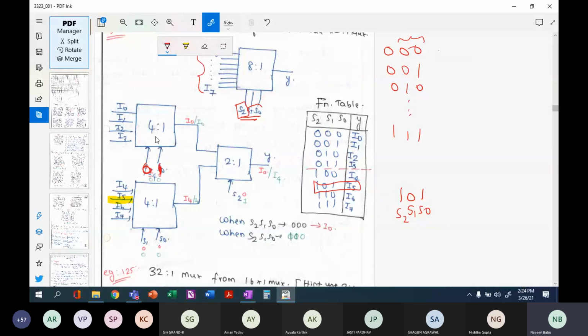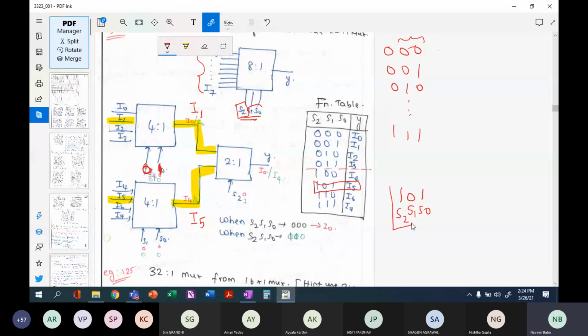When it is 0 and 1, please note that here I1 will be selected and here I5 will be selected. Both the inputs are selected. That is the second input of my multiplexers are selected. So along this line, I will have, don't look at this, this is another example that I have taken. I will have I1 as my output available here, and I will have I5 as my output available here.